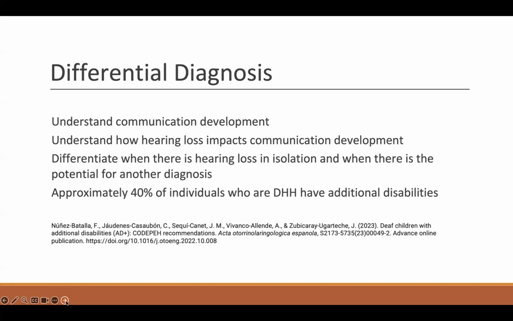Approximately 40% of individuals who are deaf or hard of hearing have additional disabilities. So sometimes we have to do a differential diagnosis, and sometimes we have to layer our understanding of the two disabilities and try to think about how we work together, or what are some ways that we have to be able to address both of those communication aspects.